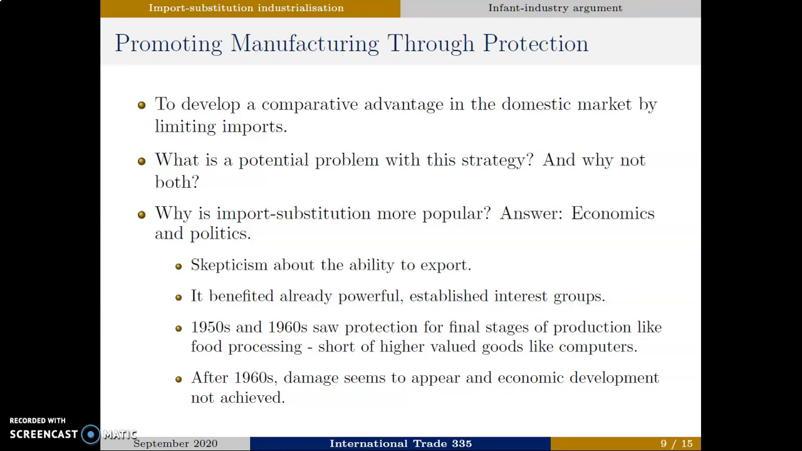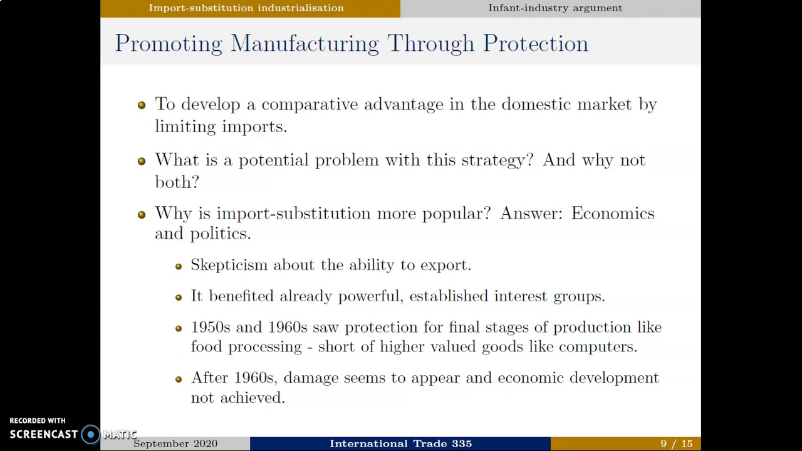The main method of developing the comparative advantage in developing countries is to limit imports. But what is a potential problem with this? Limiting imports also negatively affects exports. And why can exports not be promoted while imports are substituted? The answer why historically import substitution has been more popular is both economics and politics. There was skepticism about the ability of developing countries to compete on exports.